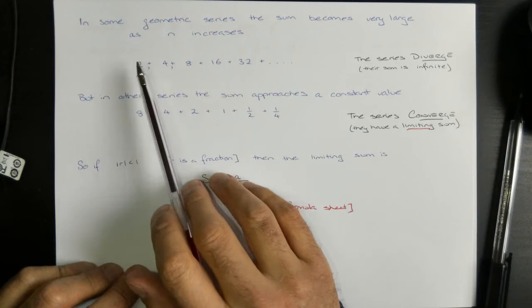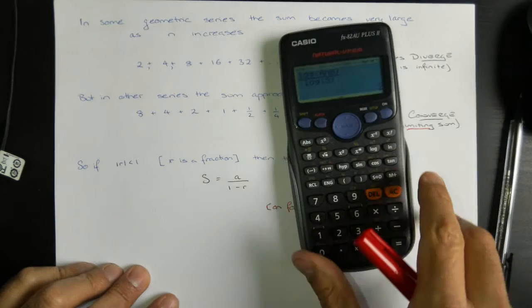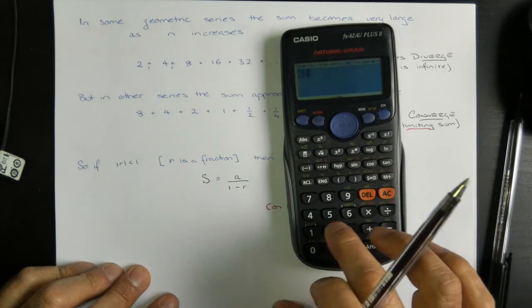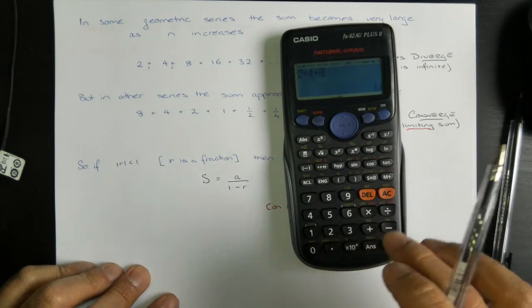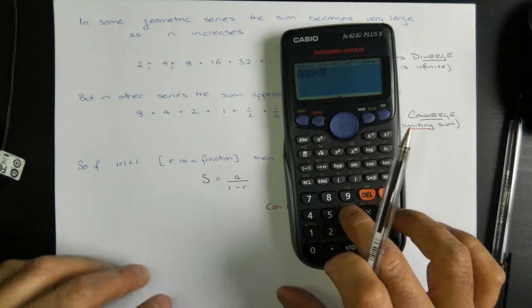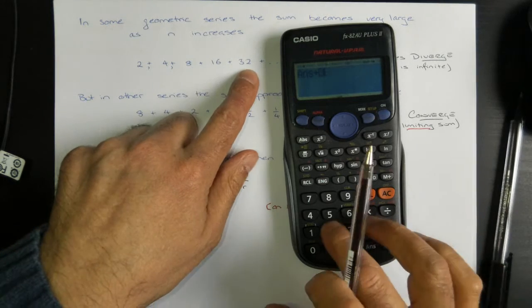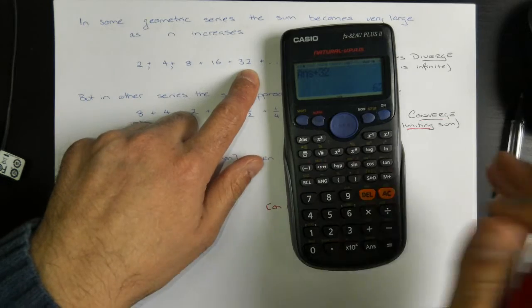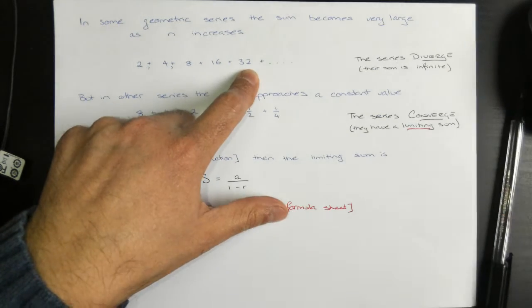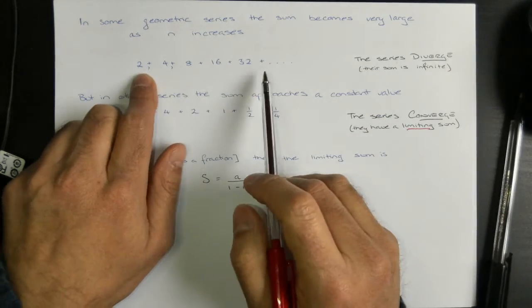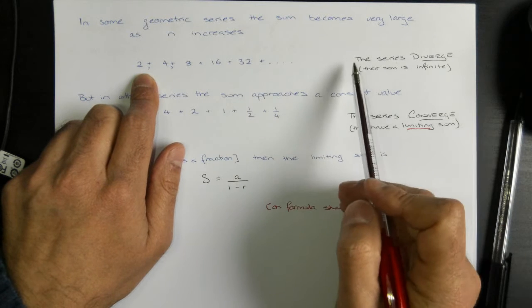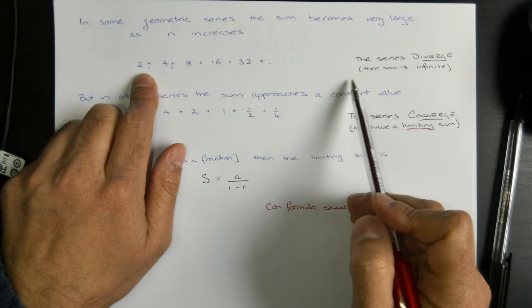32. If I keep adding those numbers, so 2 plus 4 plus 8, right, 14 plus, and I'm going to add the 16, and I'm going to add 32. The number gets bigger and bigger and bigger unto infinity. And so we can't really add all these numbers. And so what we say is that this series diverges. The sum is infinite.